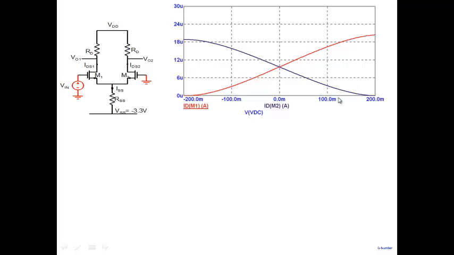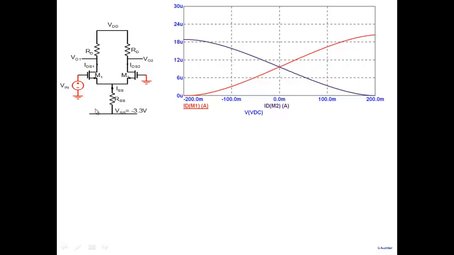Note that I require only about 200 millivolts or so here to cause a complete switching of current to M1. The entire current is flowing through M1 and current through M2 is 0 here. Same thing happens when you go towards the negative here. When you apply minus 200 millivolts here, the entire current shifts to M2 and nothing flows through M1 here.